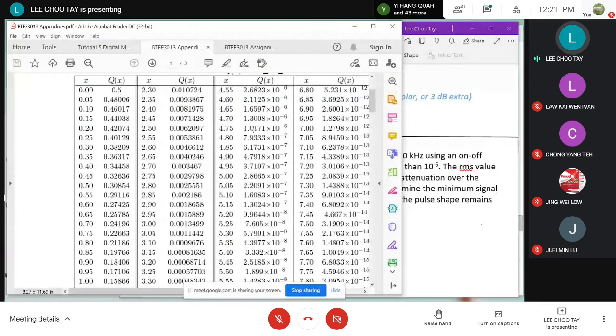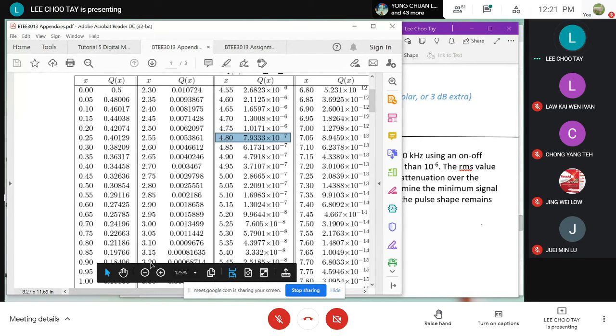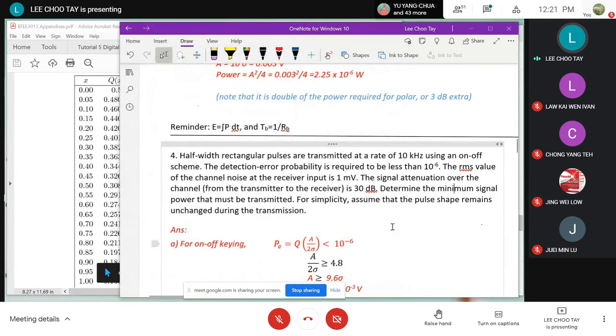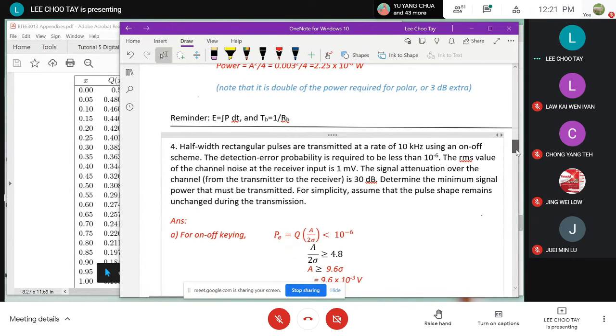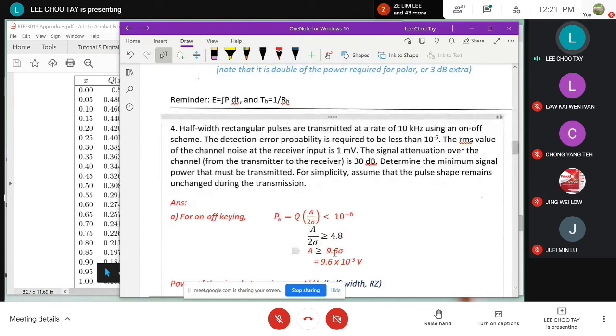If you come here, the last value in 10 to the power of minus 6 is this one. To be better, you need to go to this number. For the probability of error to be less than 10 to the power of minus 6, your x must be 4.8 or even more. So we're going to take the first number, which is 4.8. That gives A over 2 sigma greater than or equal to 4.8, which means A must be greater than or equal to 9.6 sigma. We know our sigma is 1 millivolt, so the minimum amplitude A must be 9.6 millivolt.